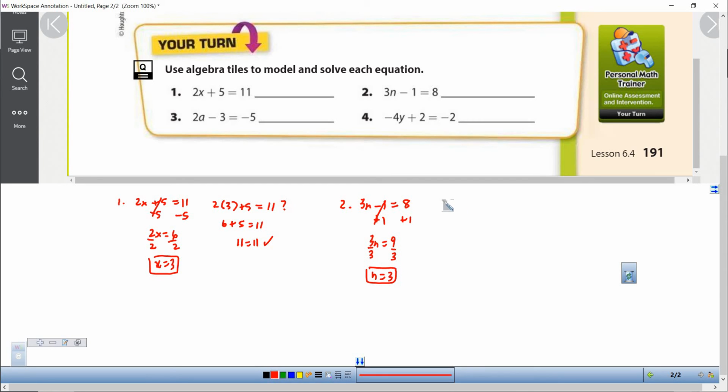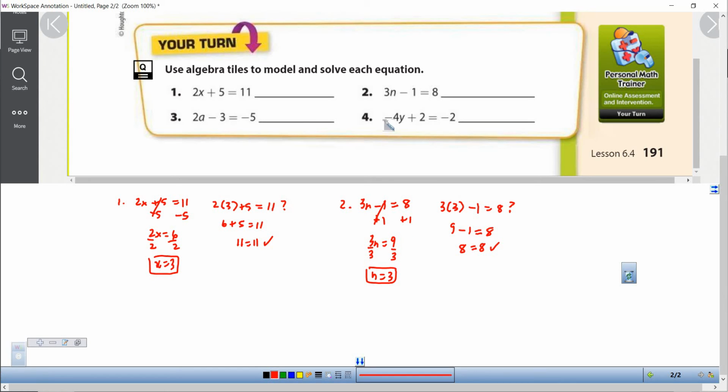All right, so here we go. I'm going to go ahead and check it. 3 times 3 minus 1 is supposed to equal 8. Does it? Well, 3 times 3 is 9. 9 minus 1 is 8. 8 equals 8. It checks.